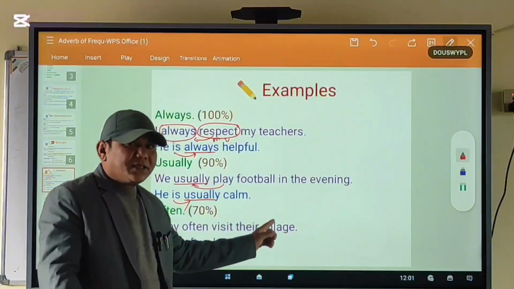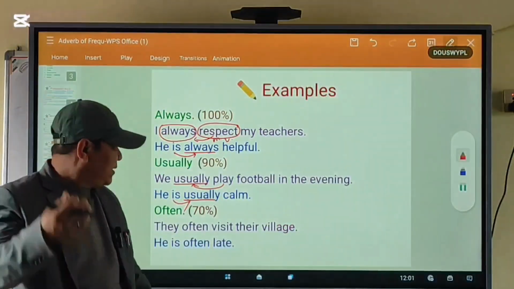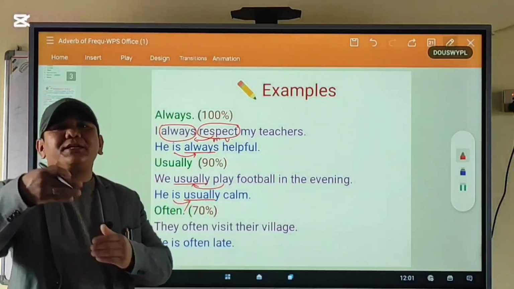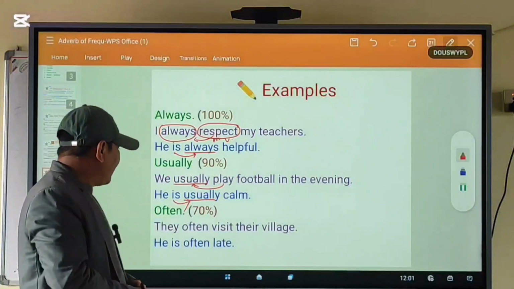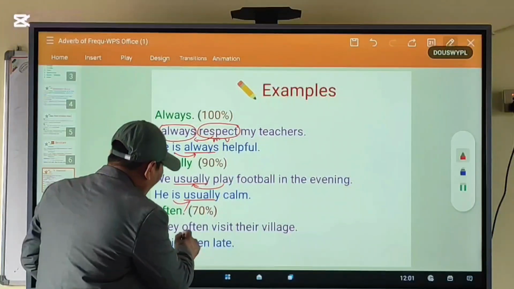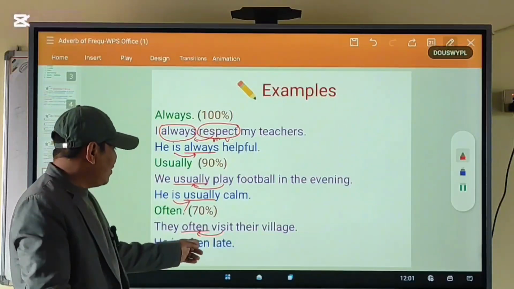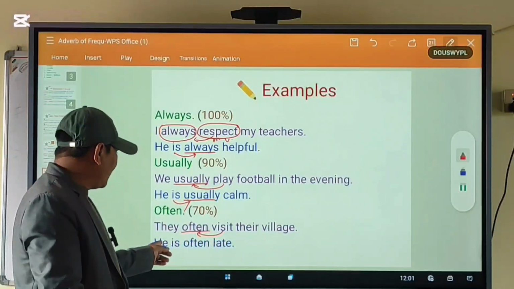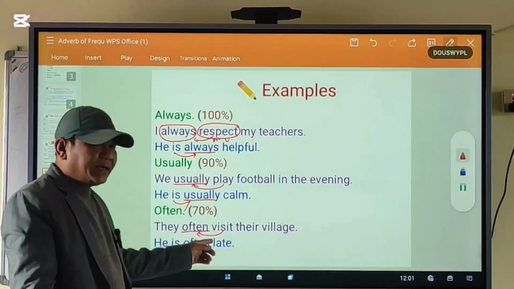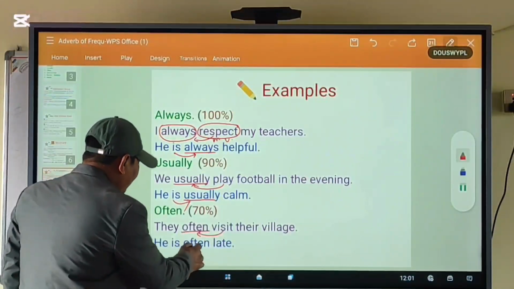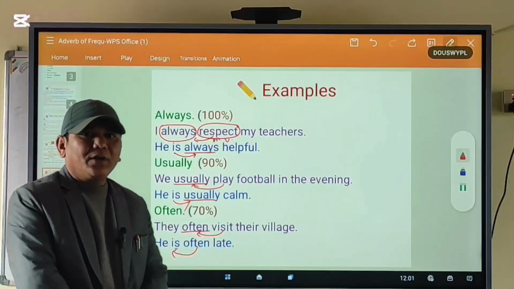They visit their village many times. Is that clear? Okay. Now look at this example. Often is used before the main verb, and he is often late means what? He is late many times. Look at this. Often is used after the to be verb.